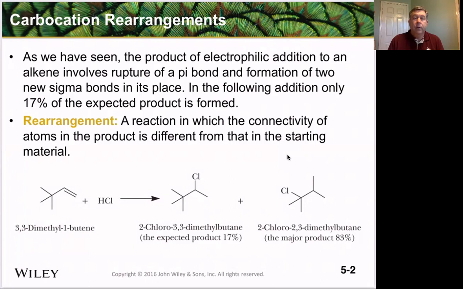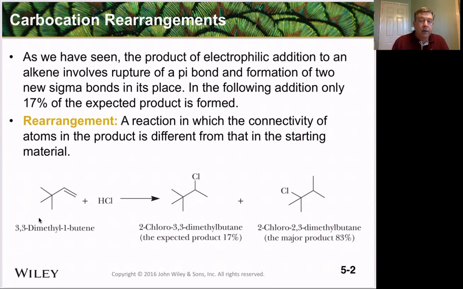Okay, so the product of these electrophilic additions to alkenes typically involves breaking that pi bond to form two new sigma bonds in its place. And in the following addition, only 17% of the expected product is formed. So what we think is happening is there must be some reason for it to move around such that we get the actual product we see. So let's look at this reaction and see why it might be rearranging.